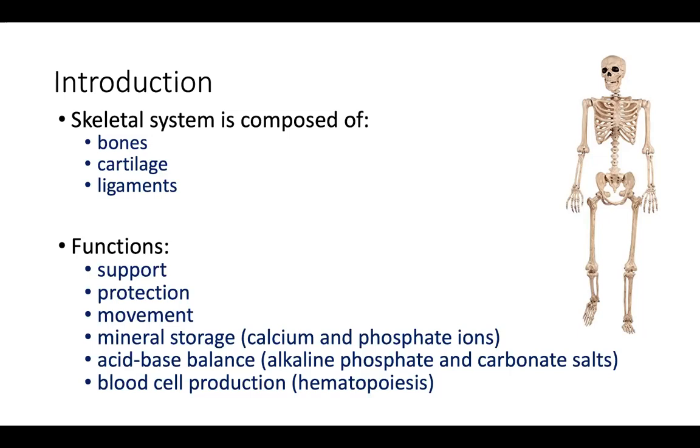These last 3 bullet points are really physiologically based. So the top 3 maybe are a little bit more the anatomy side, like what pieces make up the skeleton. These last 3 I'll mostly talk about the mineral storage and blood cell production. We won't really talk a whole lot about the acid-base balance, but your bones do obviously store minerals. Calcium and phosphate are the 2 big ones. You know your bones have a lot of calcium and you need calcium to have healthy bones.